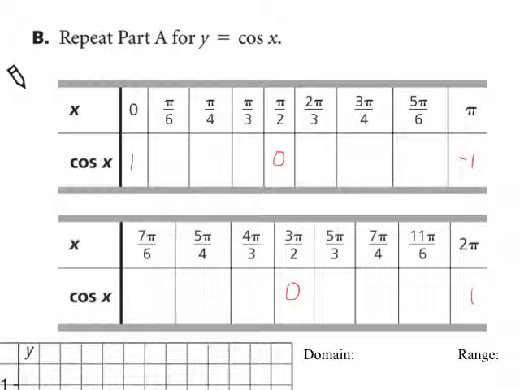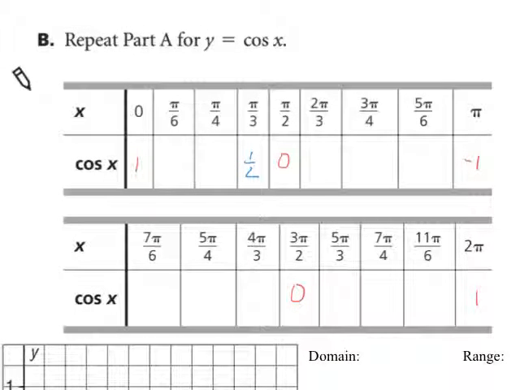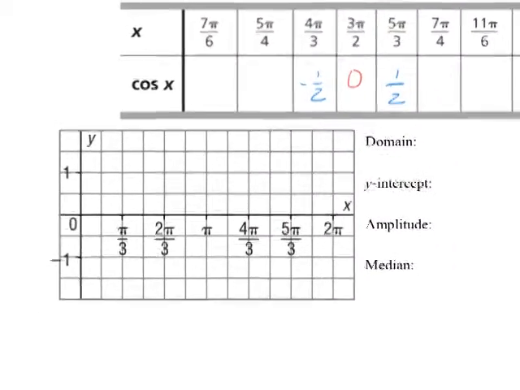And then finding those additional points that will help us get a slightly more accurate graph. At pi by 3, cosine is 1/2. And at 2 pi by 3, the cosine will be -1/2. For 4 pi by 3, we're at -1/2 again. And at 5 pi by 3, we'll be at +1/2. So let's plot these 9 points on the grid.